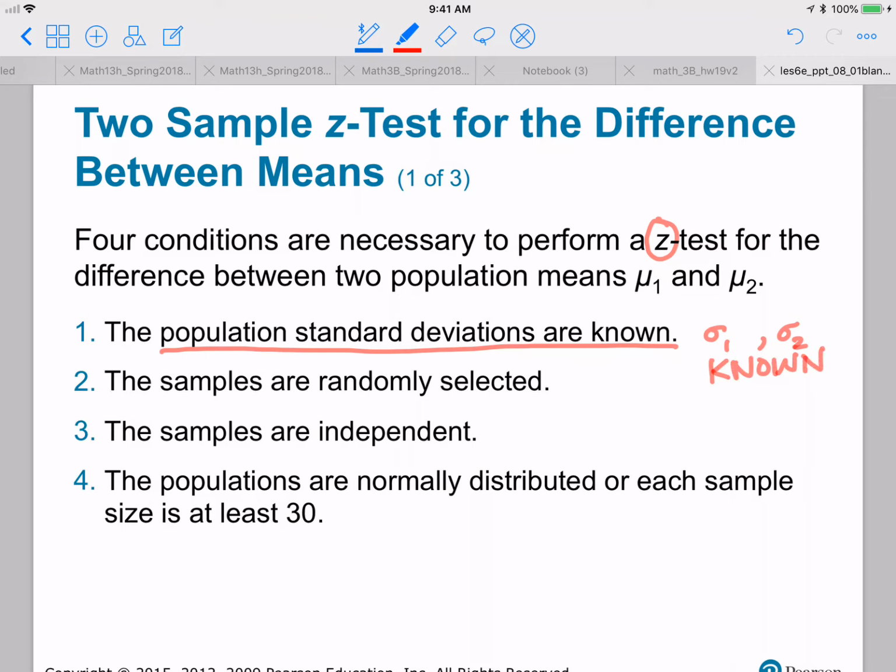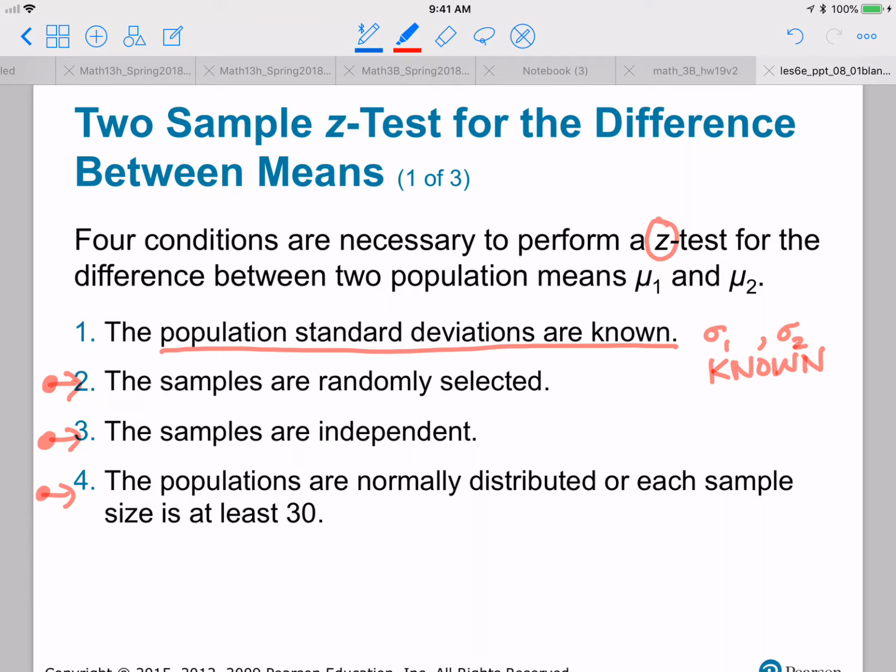As always, we need to have our samples randomly selected. We need our samples to be independent. There's another test that we'll learn about, which is appropriate when you have dependent samples. And the last one, which we're used to, is the assumption that our populations are normally distributed, or each sample size is at least 30.